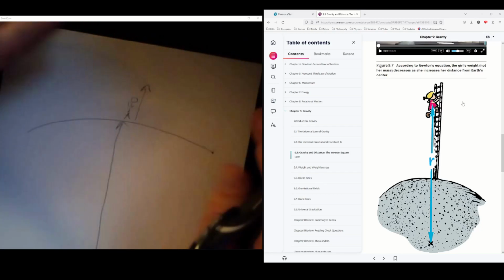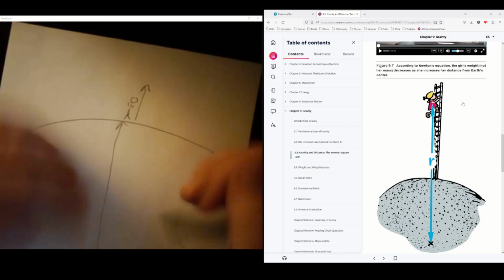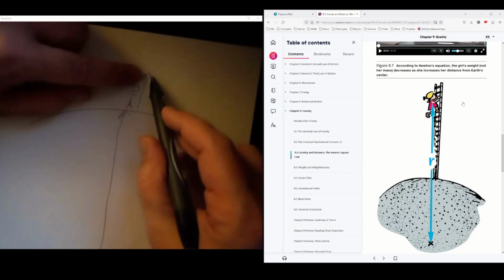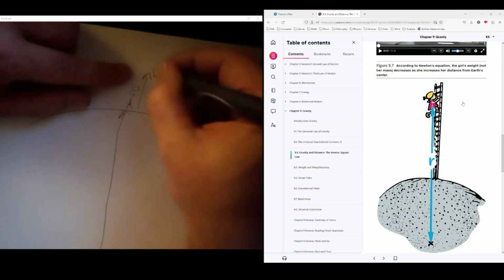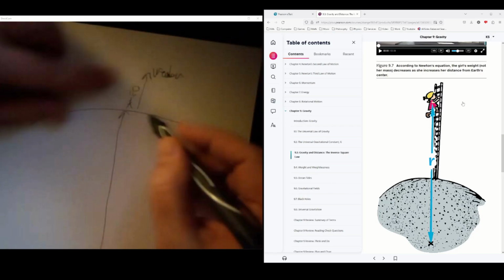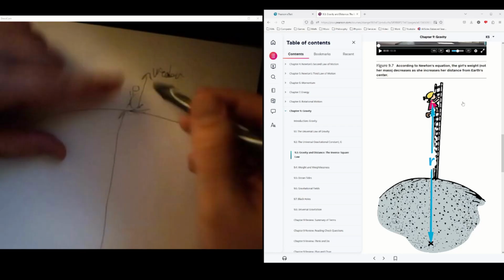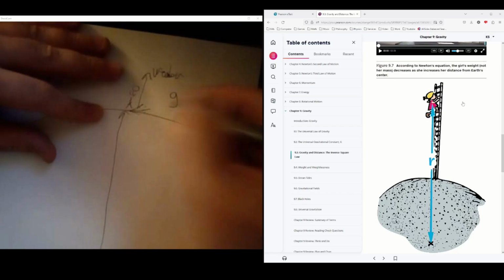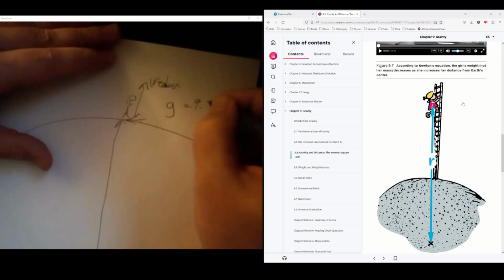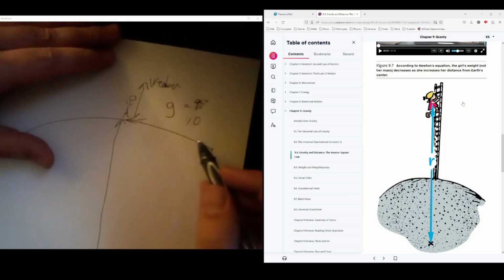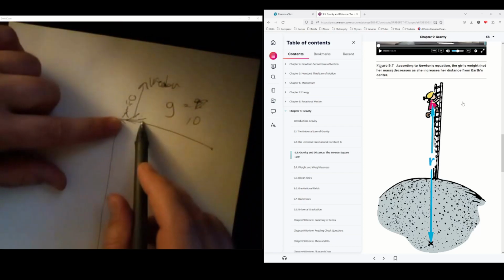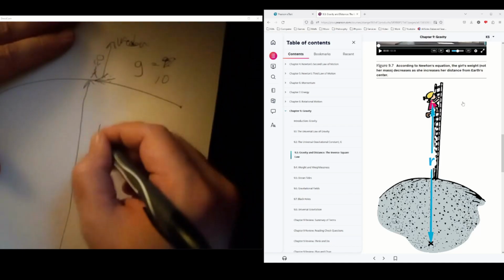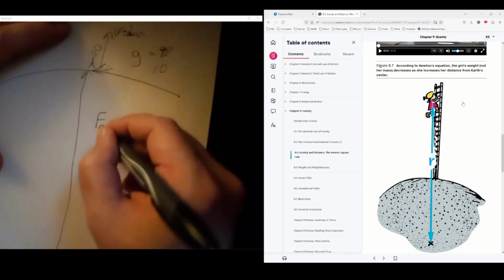Now, technically, because this distance is larger than this one, the gravitational field is weaker here than it is right here. But this difference is so small that we call this constant. And that's where our little g is. The little g, for us, is 10. Little g means the acceleration at the surface, something we treat as constant. And that's something we can easily obtain from the force of gravity.